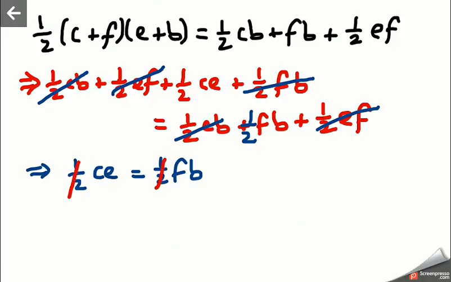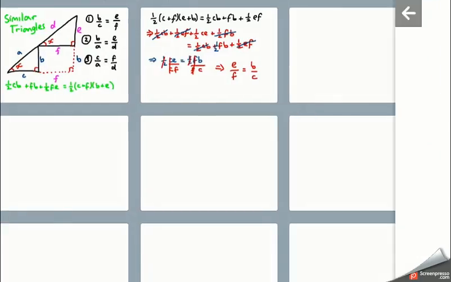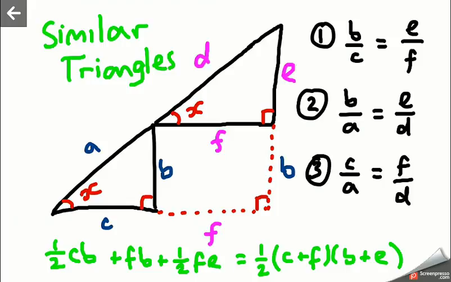So instead we should divide through by C and F, not E. So divide through by C, the C's cancel. And if we divide through by F, the F's cancel on this side. And now we get what we were trying to prove. Sorry about that. So E divided by F is equal to B divided by C. Is that what we wanted? Yes, E divided by F is equal to B divided by C.